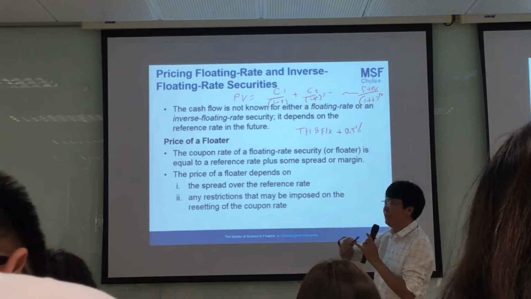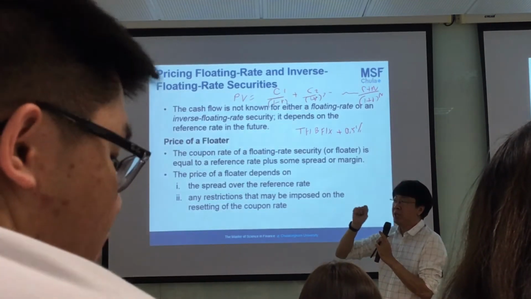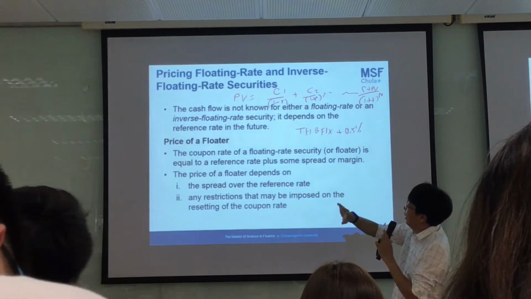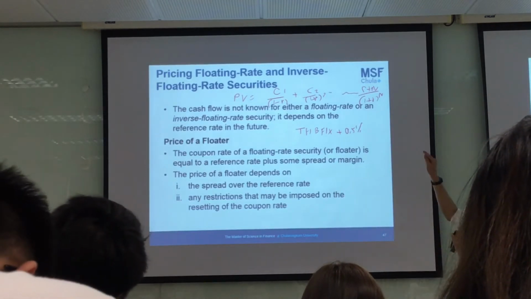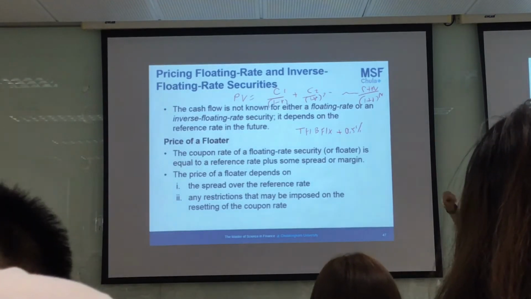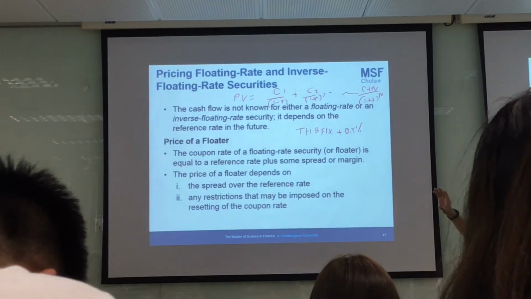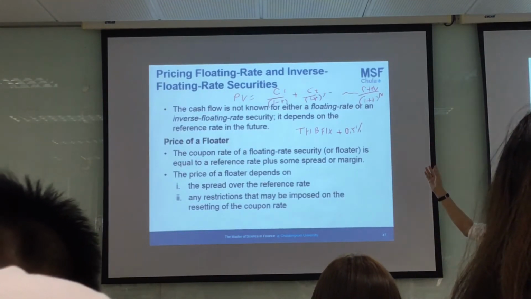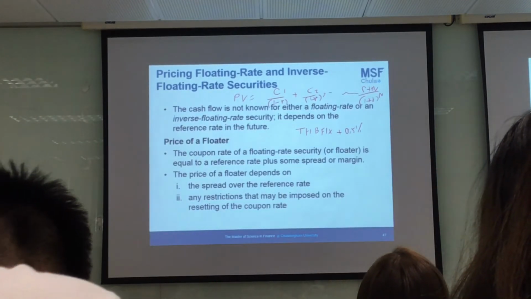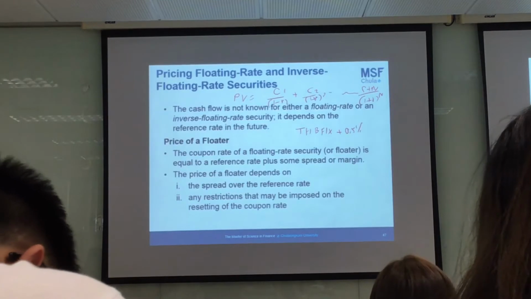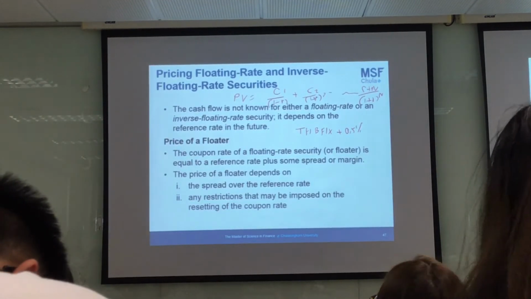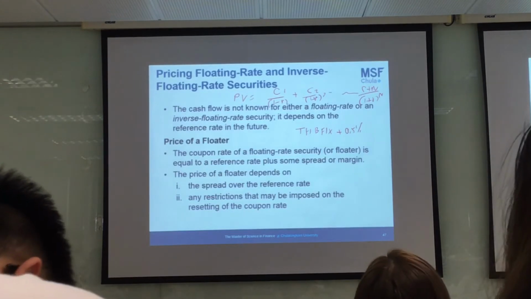Like if the bond has set some condition like a cap rate or a floor rate, then because the numerator has some restriction, it will not move 100% the same as the reference rate, so the bond price can deviate from the par value. Other than this, the bond price will be close to par for the floating rate bond.